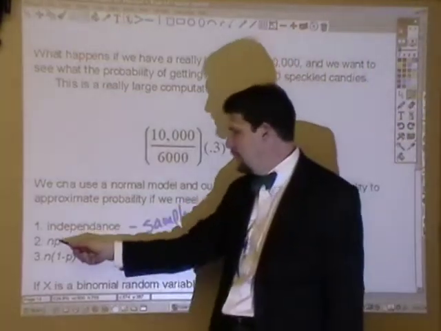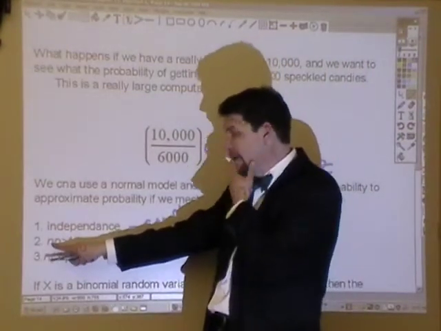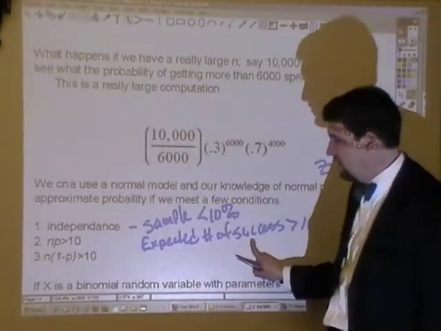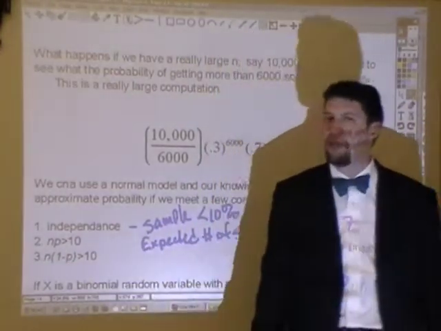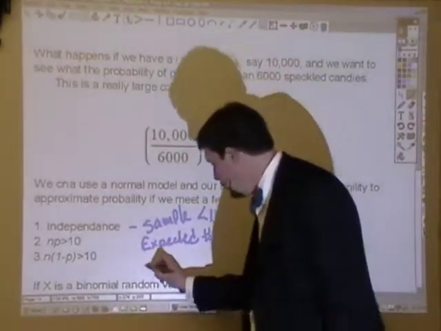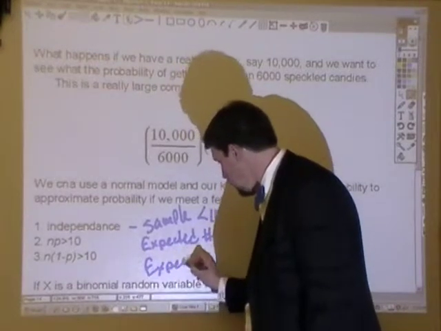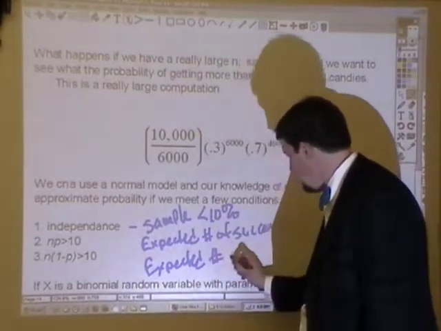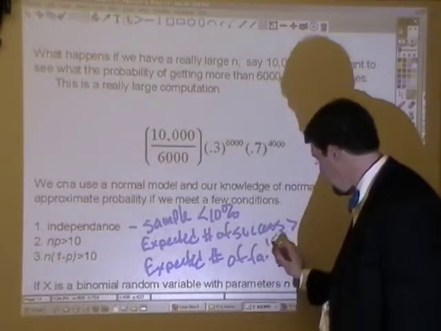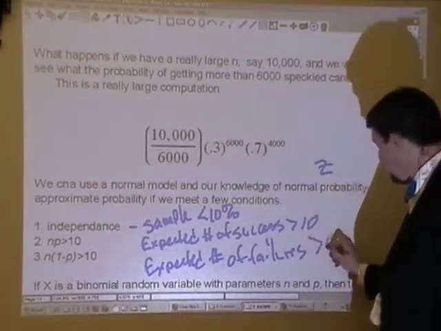So if n times p, the probability of success times the sample size, is the expected number of successes, that means that n times 1 minus p, which happens to be failure, is going to be the expected number of failures. And that also has to be greater than 10.